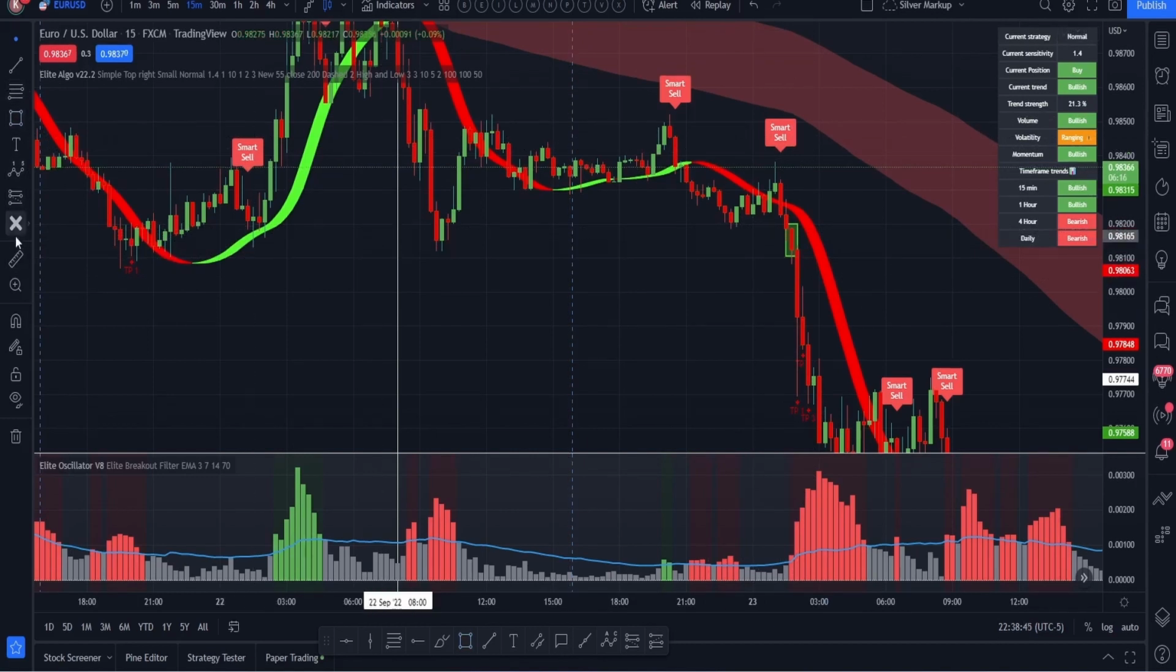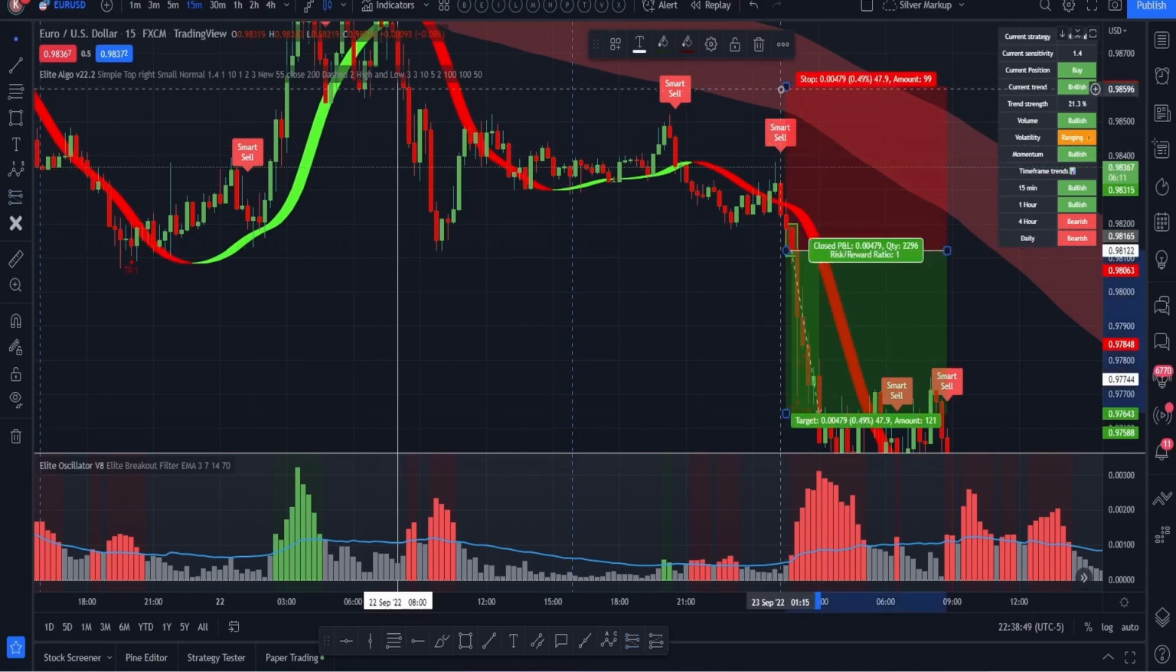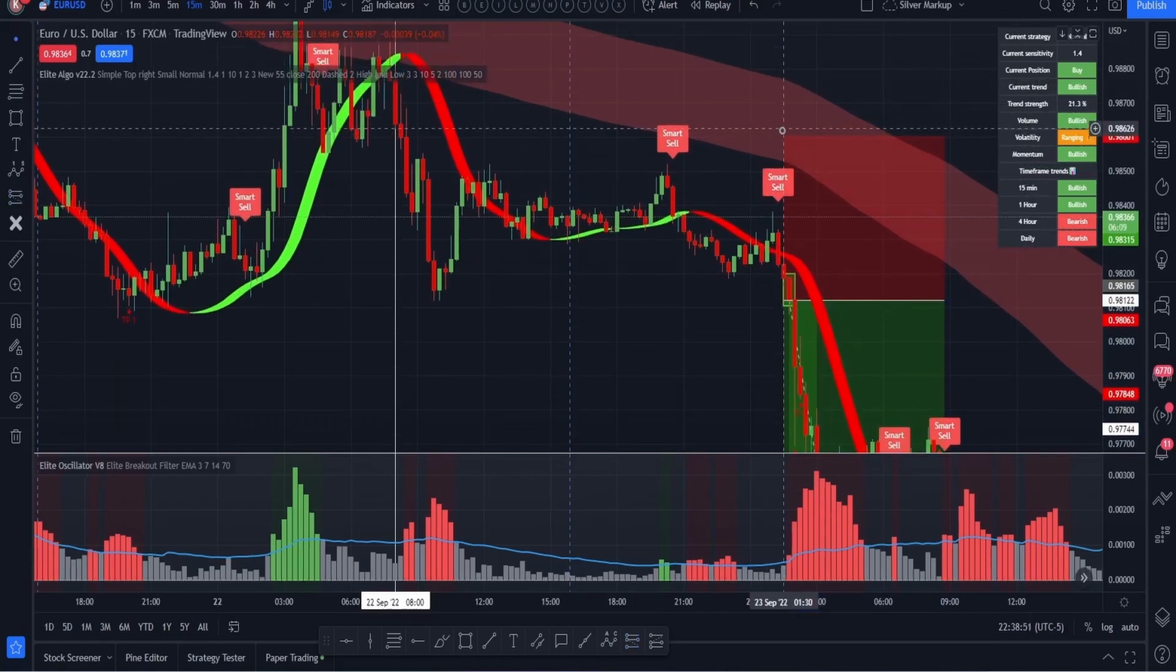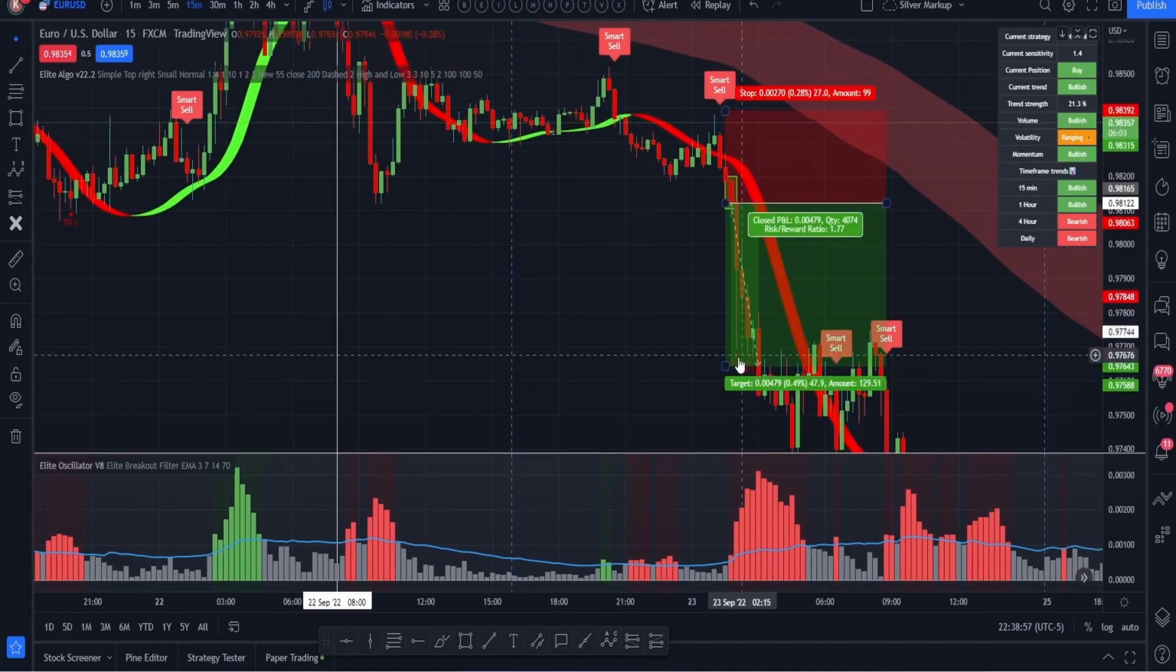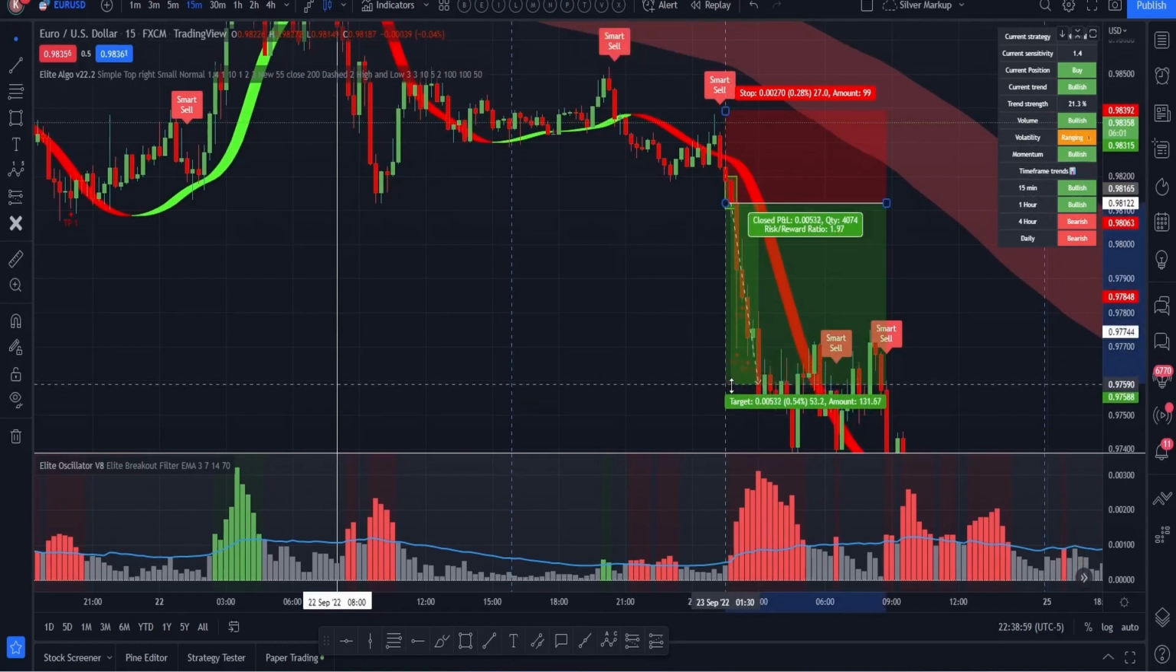That candle would have been the candle that you sold on. You can do one of two things. You can have your stop loss be at the last high, so be right here, and then look for either a 2-to-1 or a 2.5-to-1 reward to risk. So for every $2 you're risking, you're looking for $4.